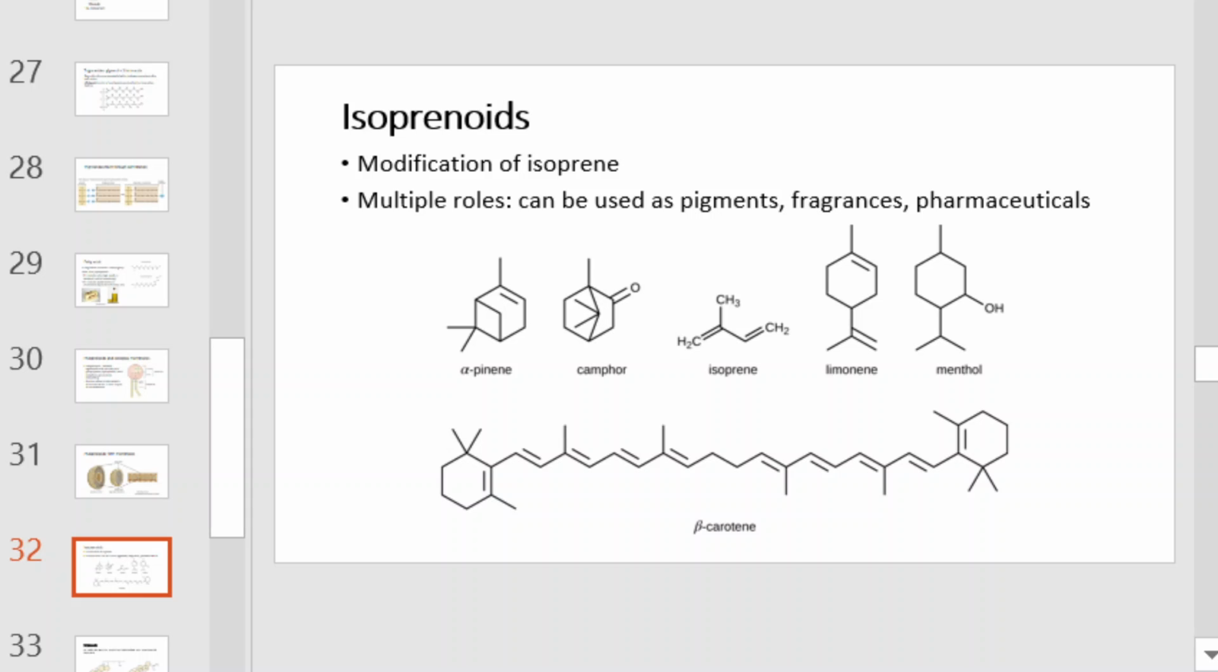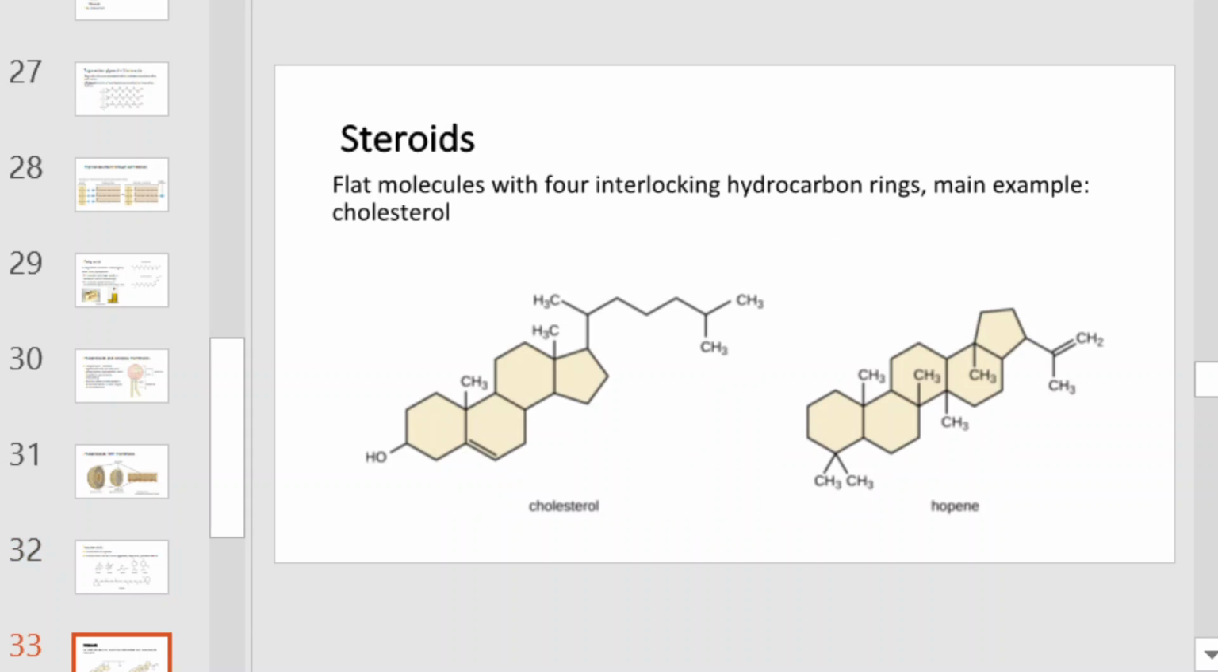Isoprenoids. Isoprenoids are modifications of isoprene, which play multiple roles. They can be used as pigments, fragrances, and pharmaceuticals. Steroids. Steroids are flat molecules with 4 interlocking hydrocarbon rings. The main example that you should familiarize yourself with is cholesterol, as it is directly responsible for adding stability to a cell membrane.